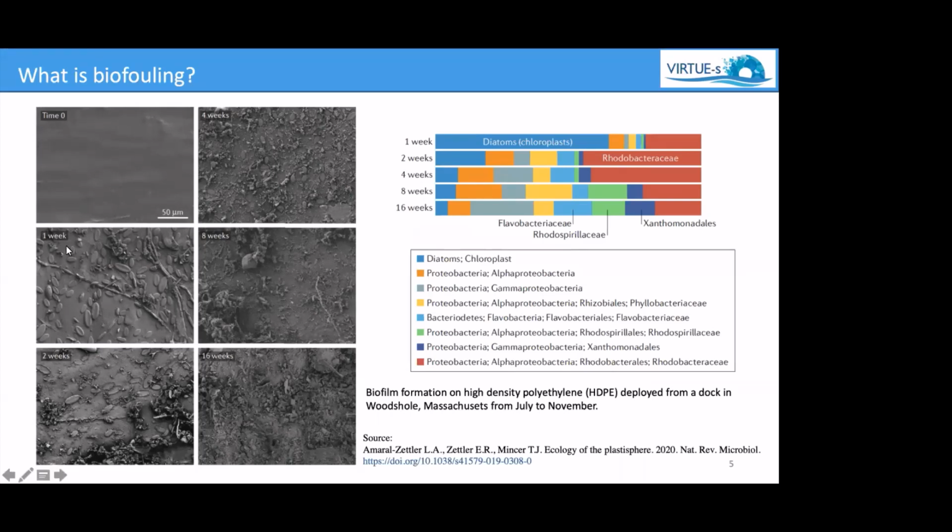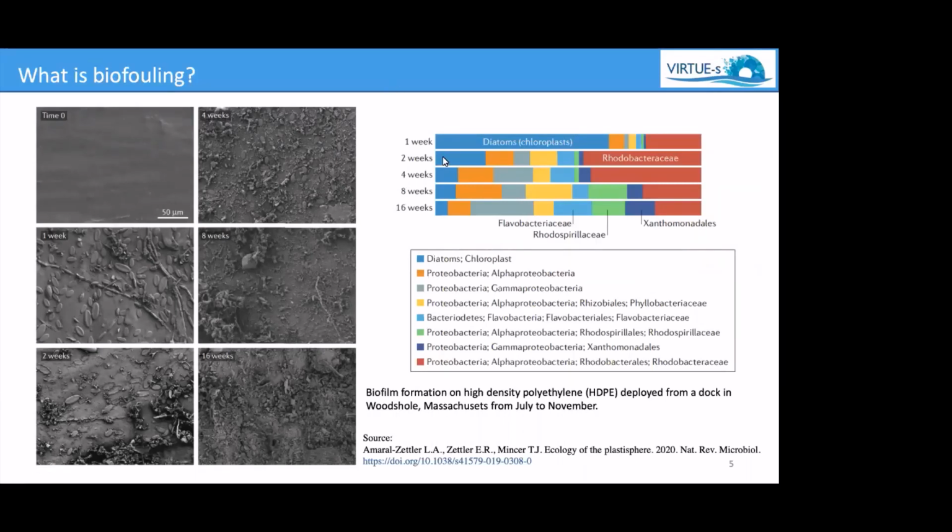So in this case, after a week, we have here the diatoms. The first things to settle here are the diatoms, but there are also bacteria already here. Then after 2 weeks, the bacteria start settling in and the diatoms start dying out. These are the frustules, the leftover frustules of the diatoms. And then after 4 weeks, you have more bacteria than diatoms. And then 8 weeks, they start dying down. And at 6 weeks, you have a conglomerate of different bacteria.